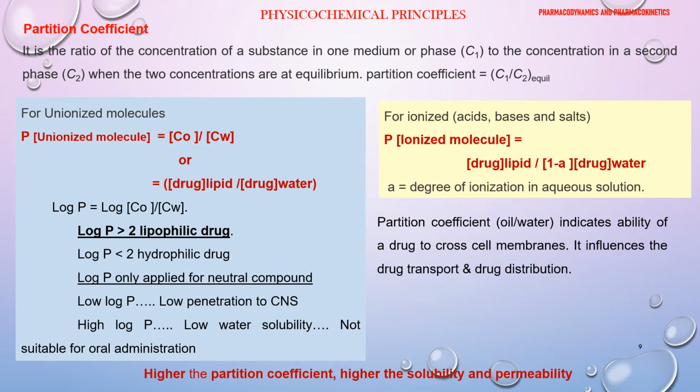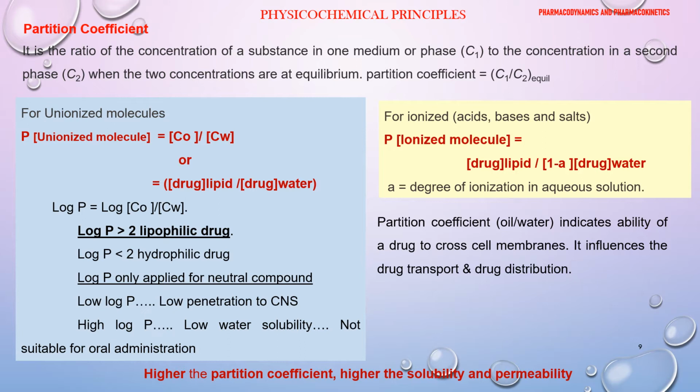In case of unionized molecule, it can be represented as a logarithm of P. If log P is greater than 2, then it indicates that the drug is lipophilic in nature. Thus, it can easily pass through the lipid bilayer membrane. But it has low water solubility, hence not suitable for oral route of administration. If log P value is less than 2, it is a lipophobic or hydrophilic drug.